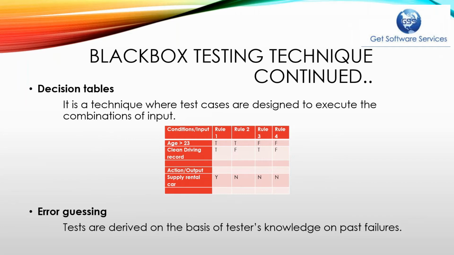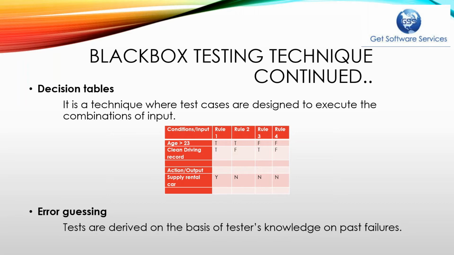Now the next testing technique we have is decision tables. A decision table is used to derive tests based on different combinations. So when we have to derive our tests on different combinations, there's a high possibility that we might miss one of the combinations. To avoid that, decision tables are used. Now let me explain this with a simple example.